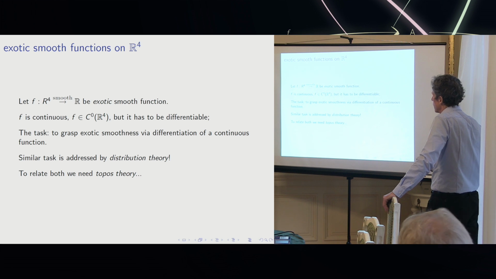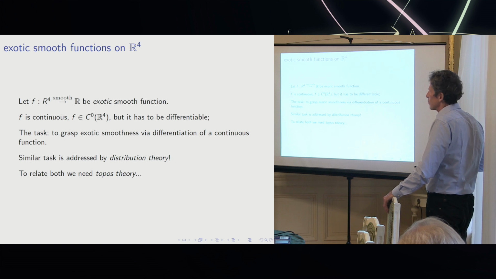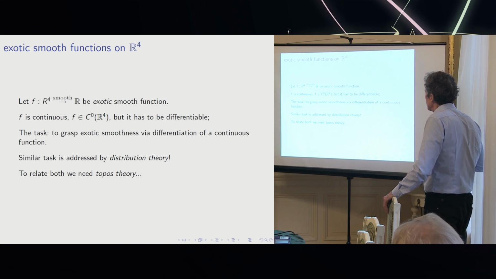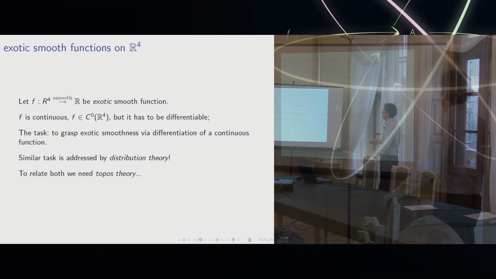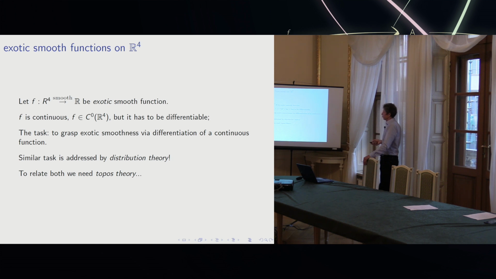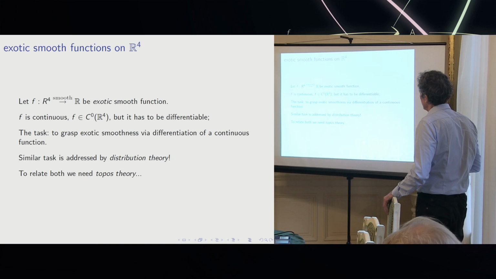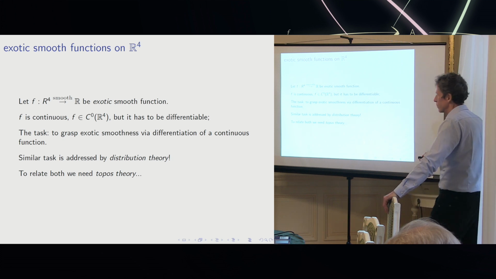Okay, our approach, what we propose, is the basic observation. Since exotic R4 is a smooth four-manifold, there exist, of course, smooth functions on this. And these smooth functions must be differentiable, but they must also be continuous functions on this R4, which become differentiable, smooth, in the exotic sense. So this is a very basic, very simple observation. And from that point of view, to grasp exotic smoothness as a variation of differentiation leads us to distribution theory, where a similar task was solved. Okay, but to relate both approaches, I mean exotic differentiation of continuous functions and distributional differentiation of continuous functions, we need topos theory.